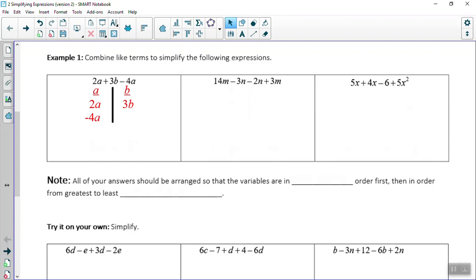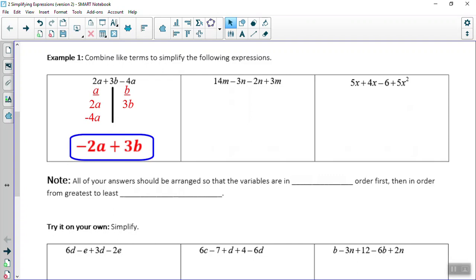All right, so now I can combine them together. Well, 2 minus 4 would give me a negative 2. So 2a minus 4a gives me negative 2a. And then I've got that positive 3b, nothing to combine it with. Bring it down, and I'm left with negative 2a plus 3b. Now, I cannot combine these because they are not like terms. I'm done. Circle my answer.